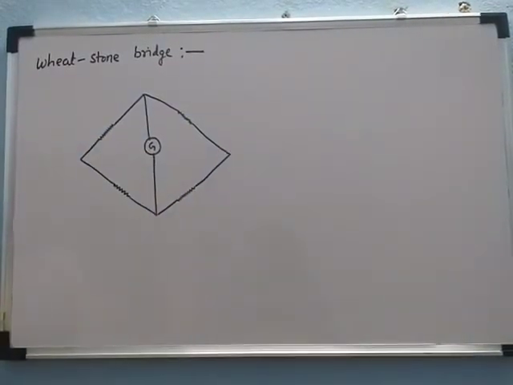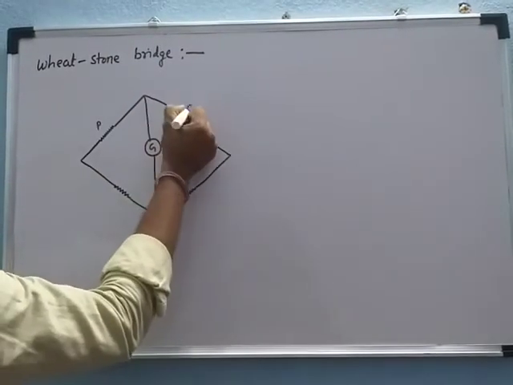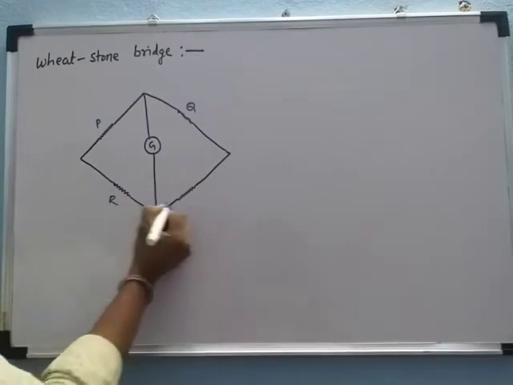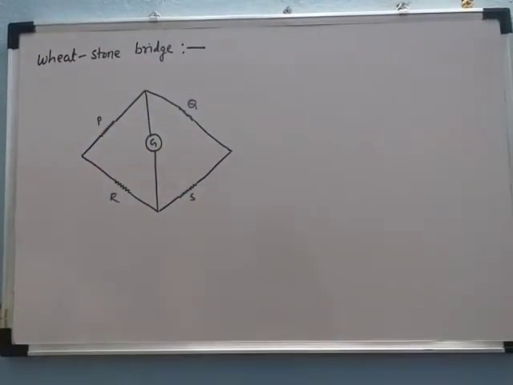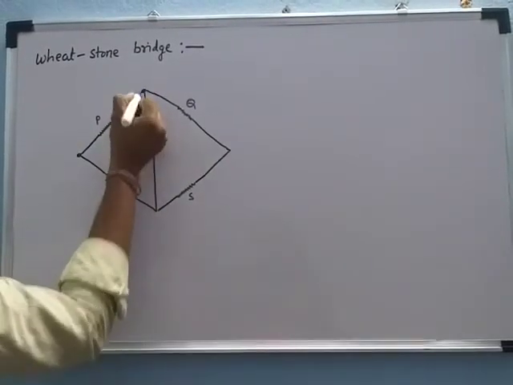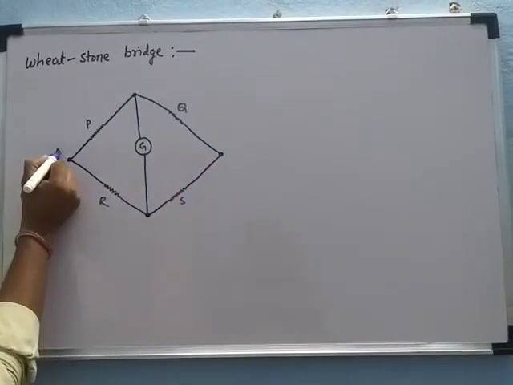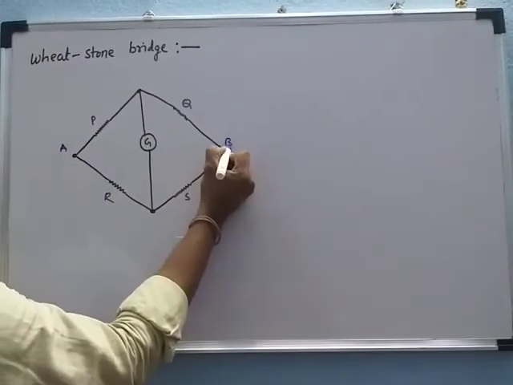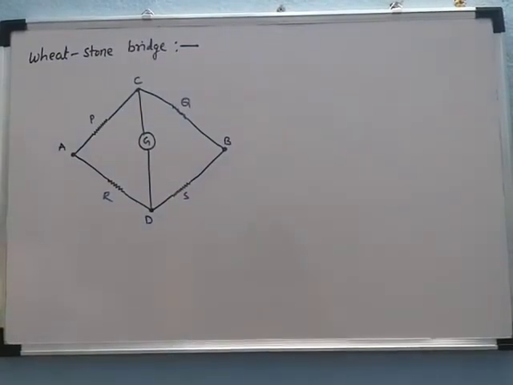See, this is taken by the four resistances P, Q, R, S. This is the P, Q, R, S of the four resistances, and then four junctions can be formed. This is the A junction, this is the B junction, this is the C junction, and this is also considered the D junction.